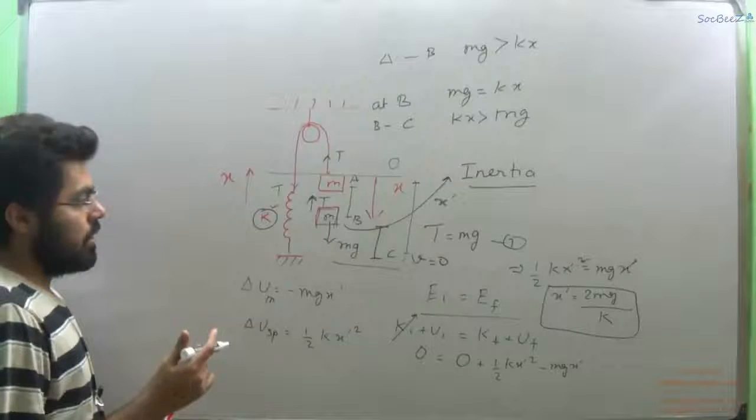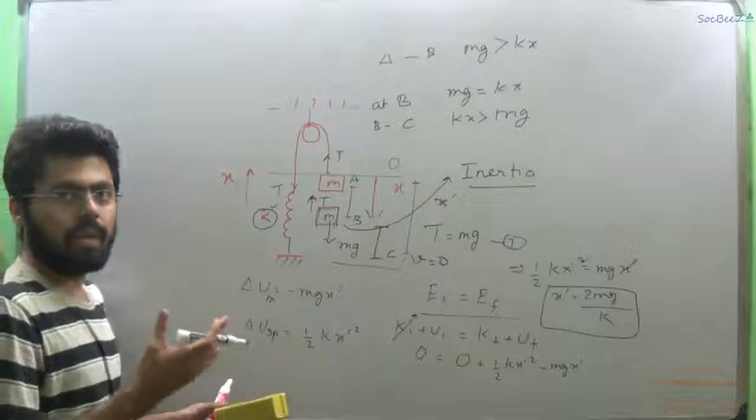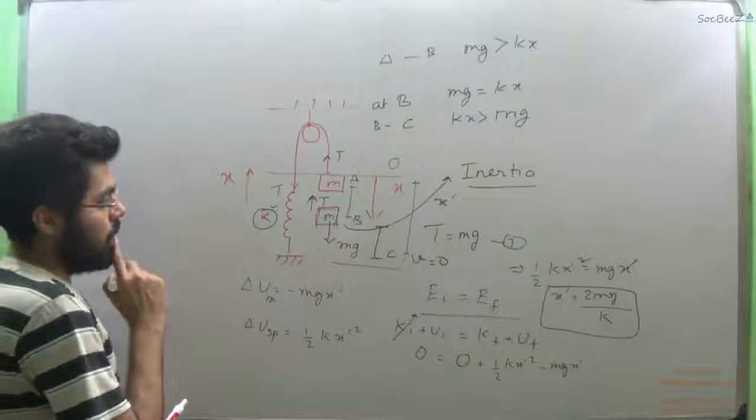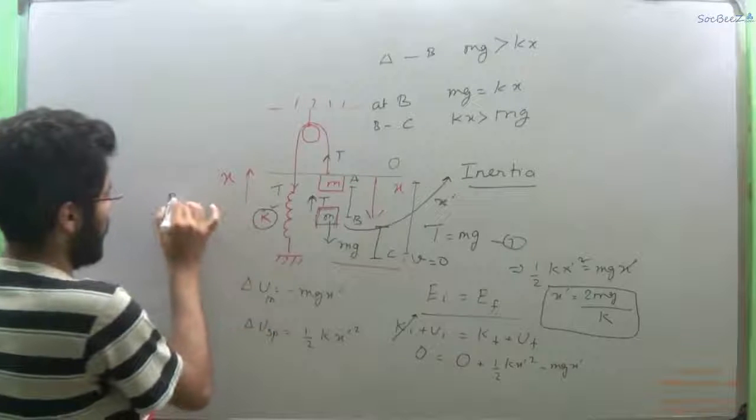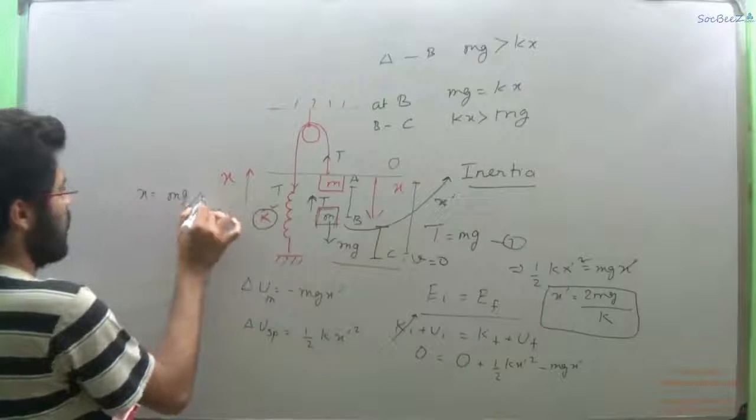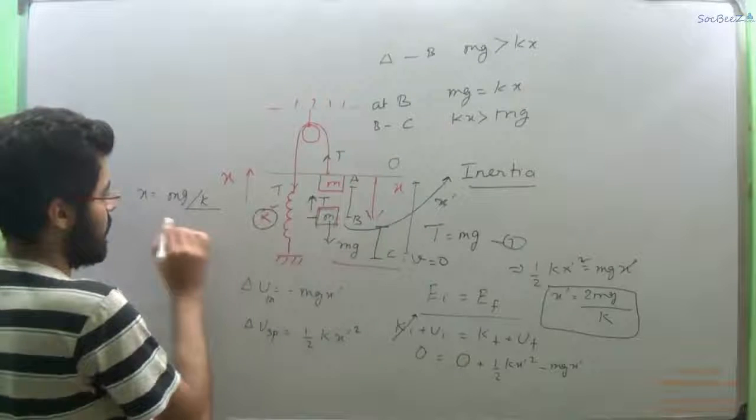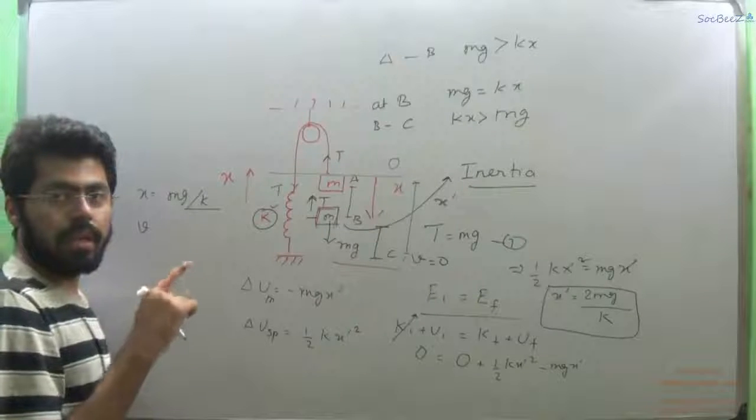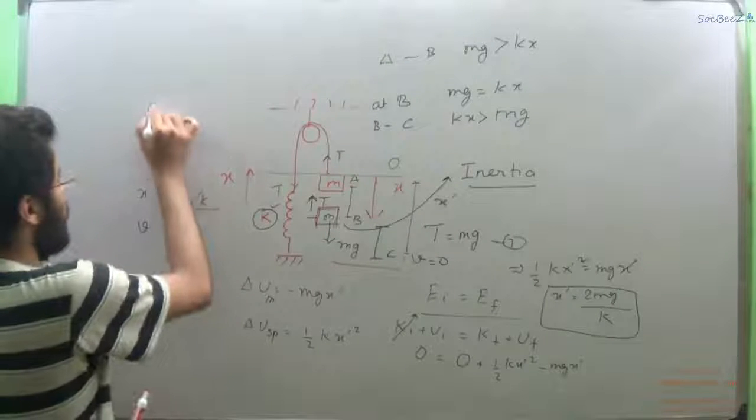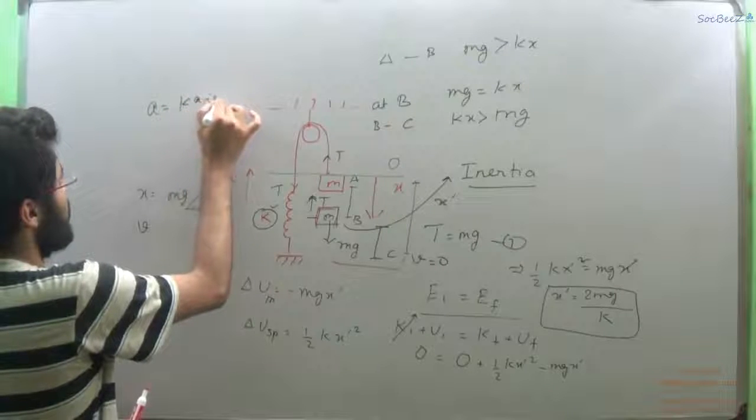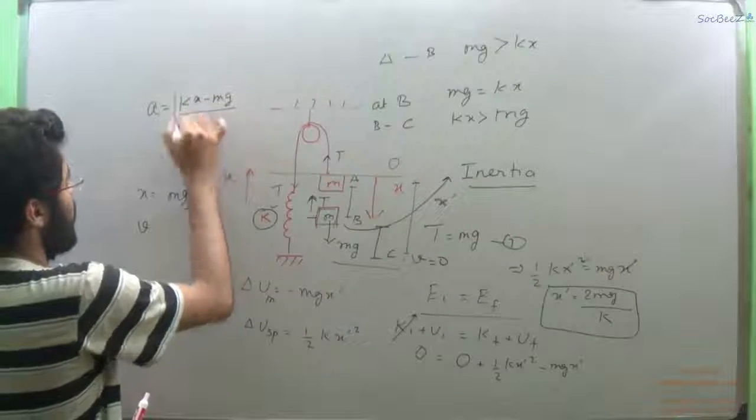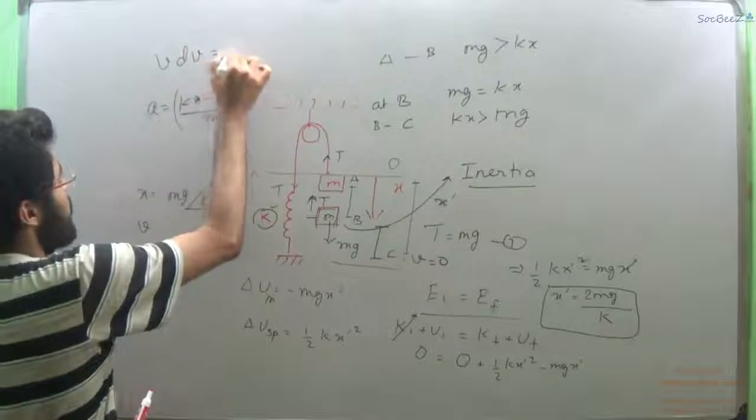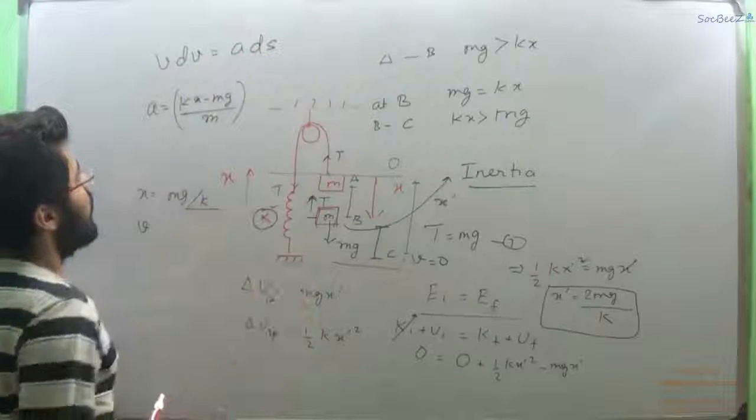The previous method which we applied, we can also solve with that, but this is comparatively very easy. If we go by the previous method, then after going a distance of mg by k, which we calculated, that was x, we need to calculate the velocity at that point, v, and then we have to properly integrate it, because it's not a constant acceleration. The acceleration at any point of time will be kx minus mg divided by m. So it's a variable acceleration. So then we have to apply the relation which we said earlier also, v dv is equal to a ds.